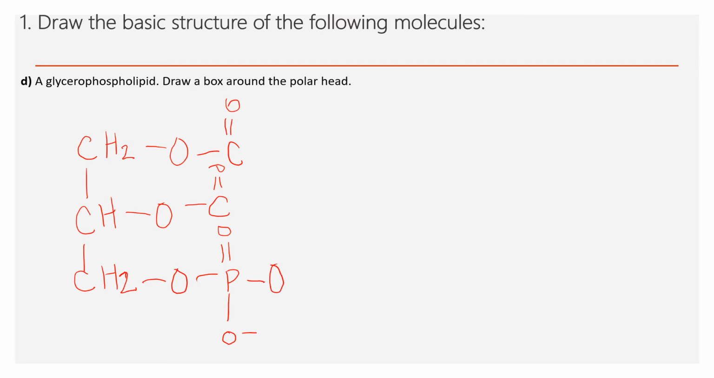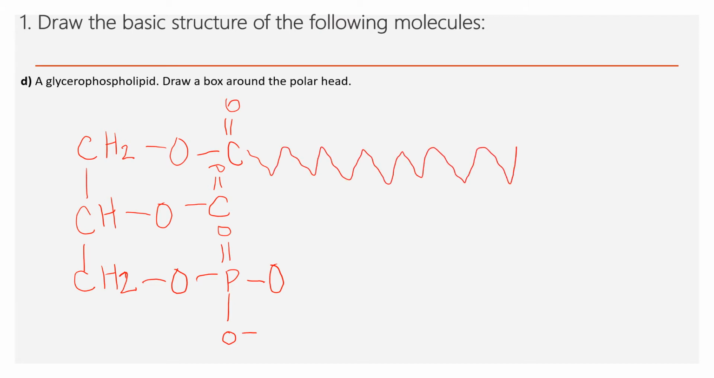Okay, so notice that the last tail doesn't have a fatty acid tail, it has a phosphate instead. That's why it's a glycerophospholipid. Okay, and so you can draw it just like any phospholipid.